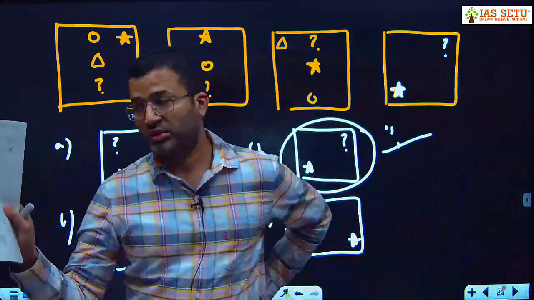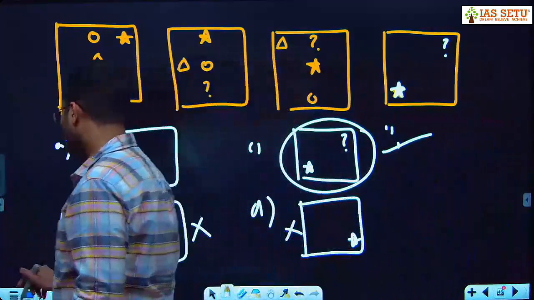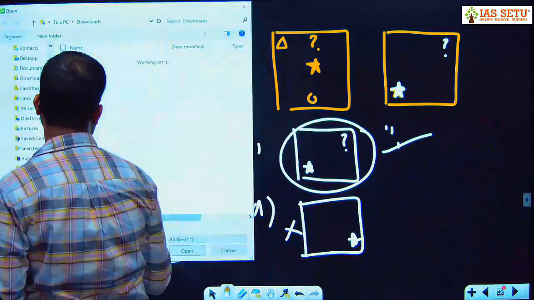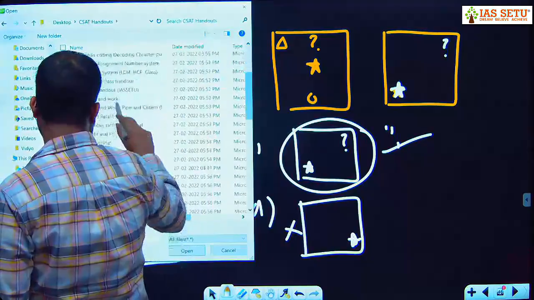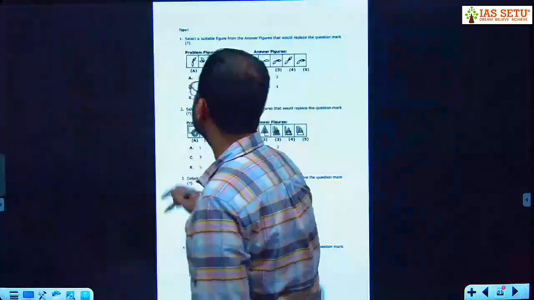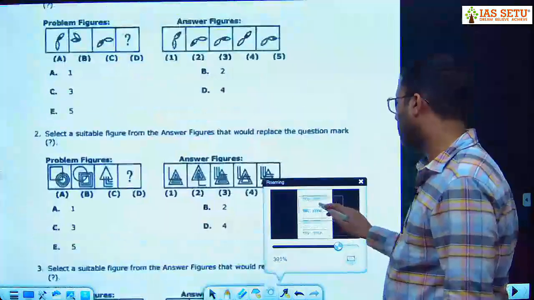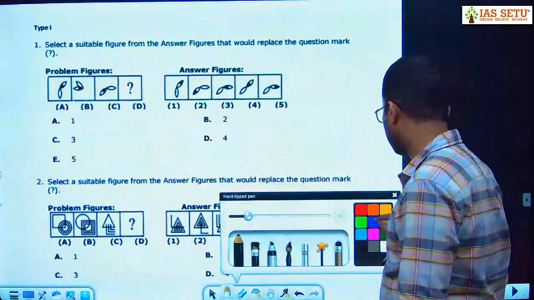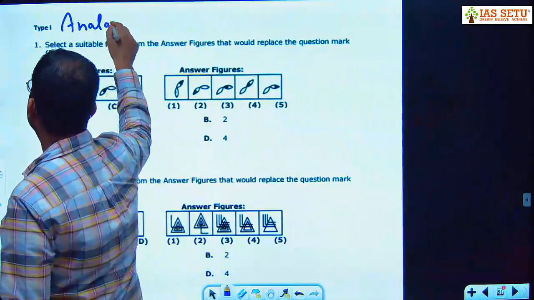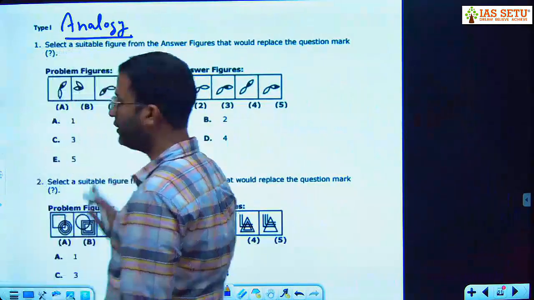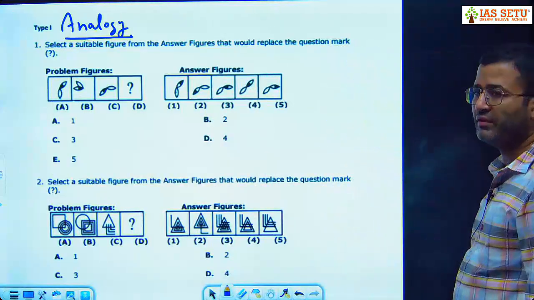Now we try questions. Did you get this handout? There are 4 types of questions in this. Start with type 1. Like here in type 1 it is not mentioned, but I tell you, the examiner will mention it for sure. You write this is an analogy question. Write here, type 1 is analogy. Let me tell you what analogy is, then you can try 2 examples. We will do 2 examples of every type, okay? That will be more than enough.